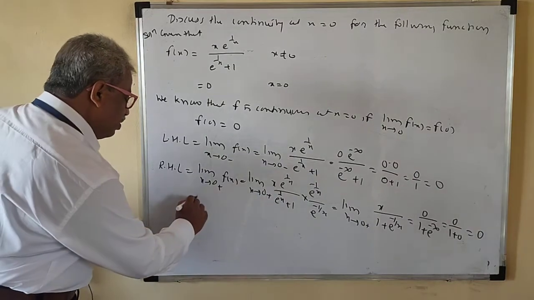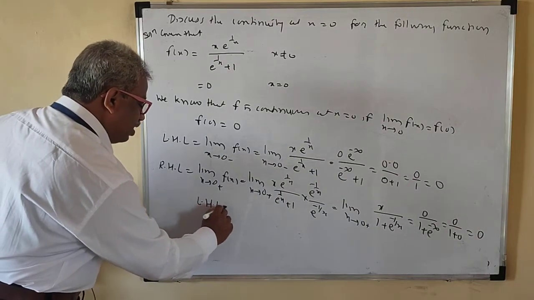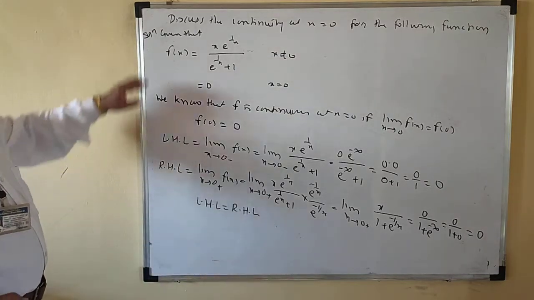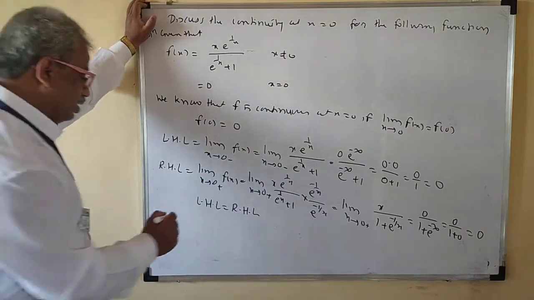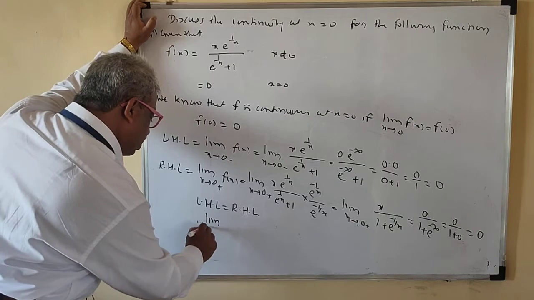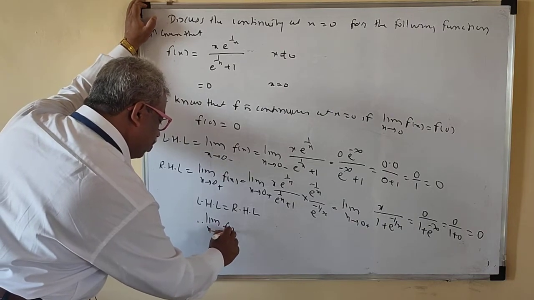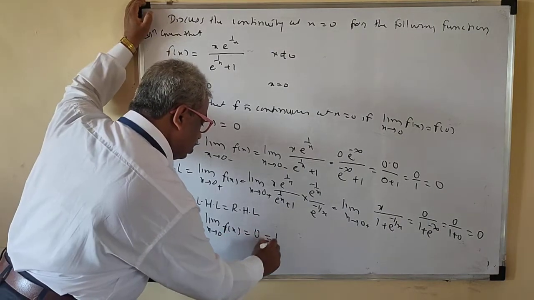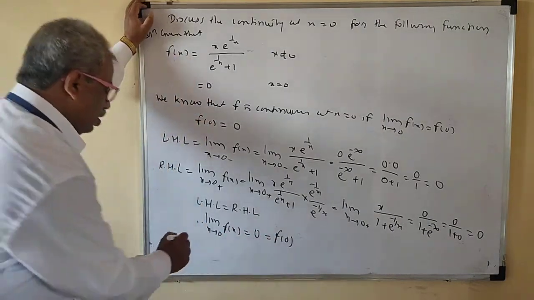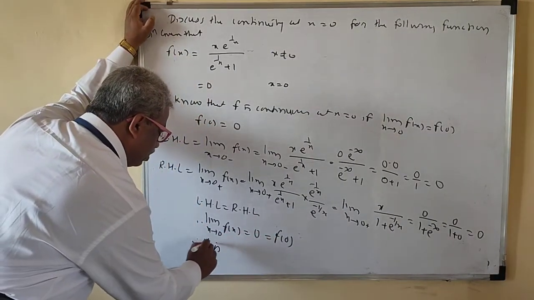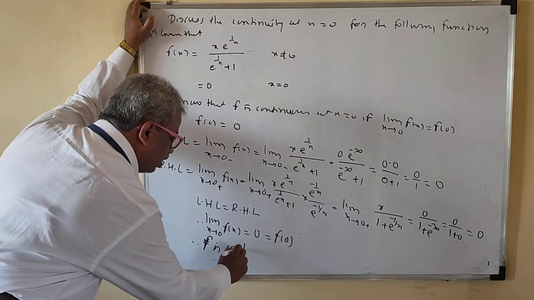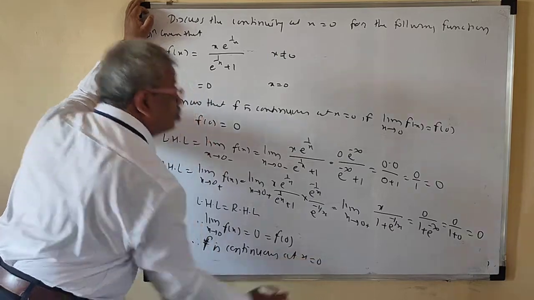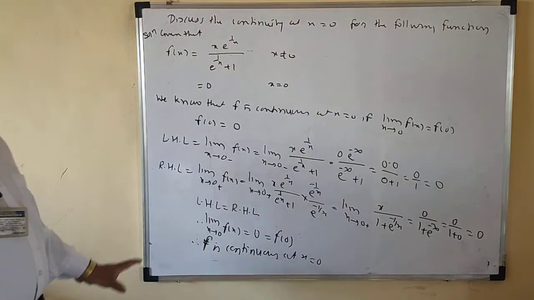Okay, so here what happened? Your left hand limit is equal to right hand limit. So left hand limit is the same as right hand limit. That means the limit exists, and therefore limit x tends to 0 f of x is equal to 0, and this is the same as f of 0. Therefore f is continuous at x is equal to 0. So this function is continuous at x is equal to 0.